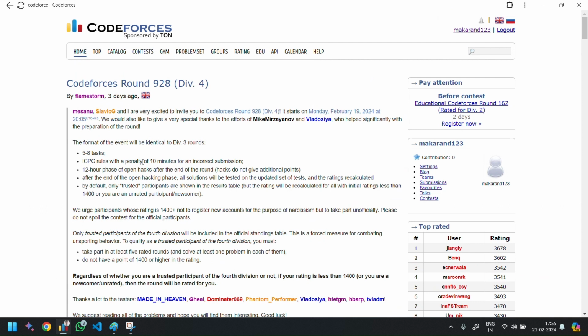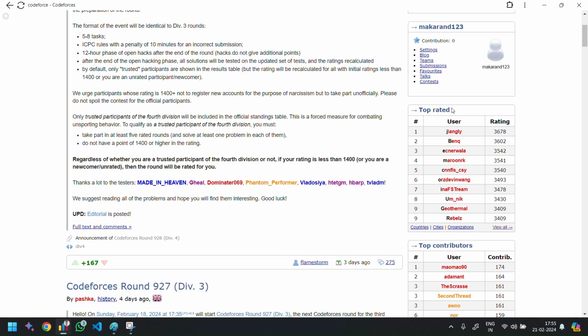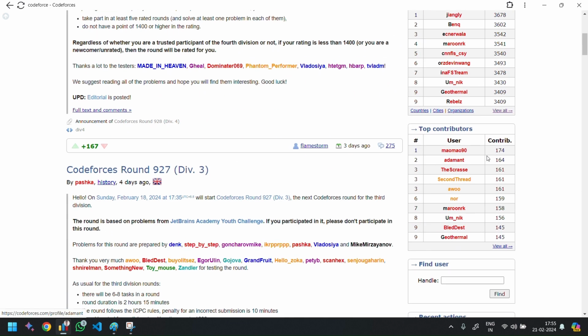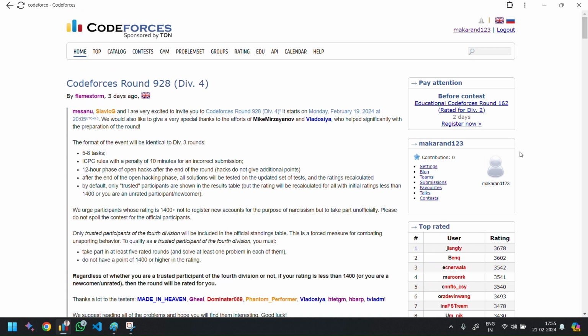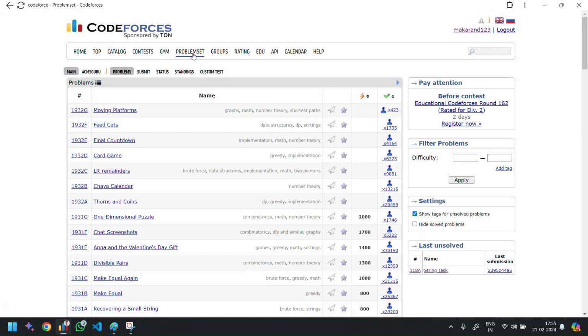So this is Codeforces. There is a competition every time, and you can just take part in it. Here are the top rated players, with their ratings. Contributors are those who form the questions, we can say. Here we have problem sets. We are going to solve a simple problem, a random one.